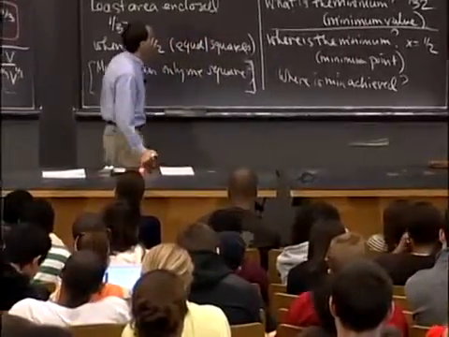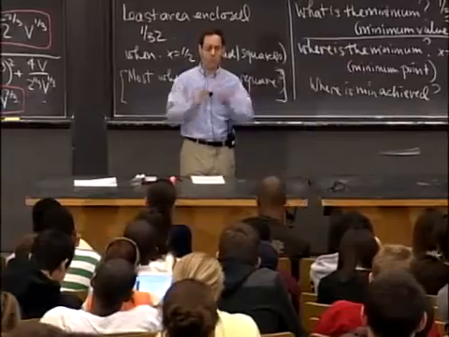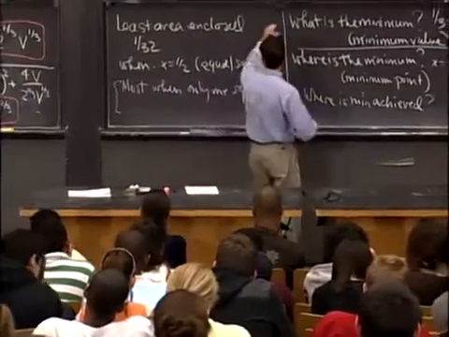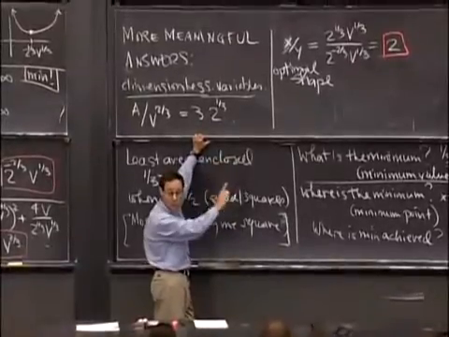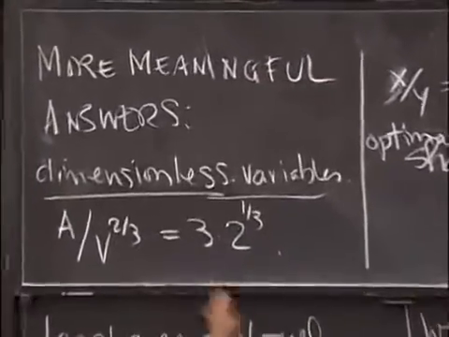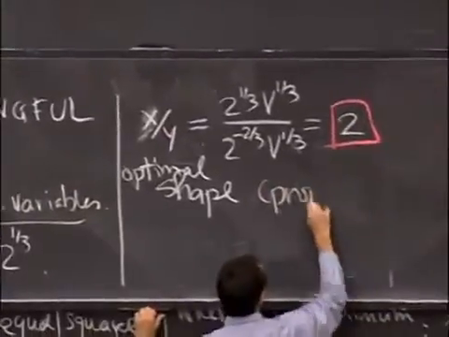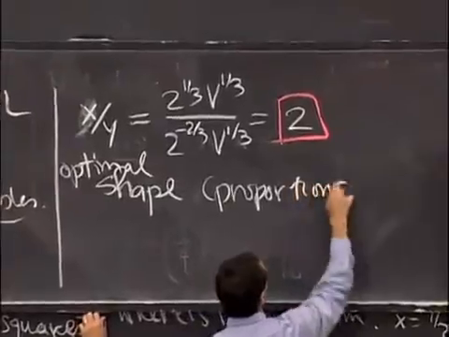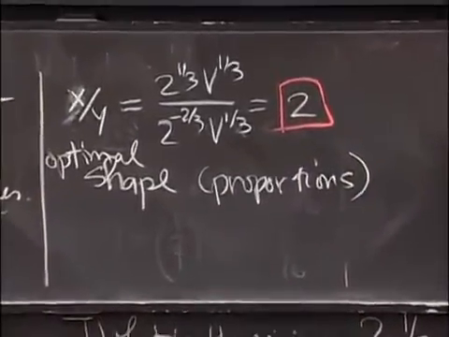Why did I divide x by y, rather than y by x? So again, what I was aiming for was dimensionless quantities. So x and y are measured in the same units. And also the proportions of the box. So that's another word for this, proportions, are something that's universal, independent of the volume V.